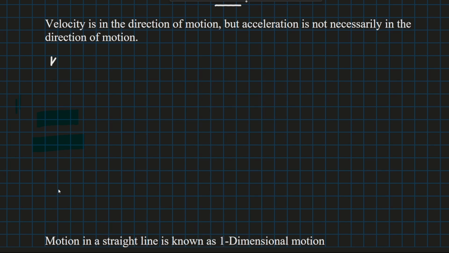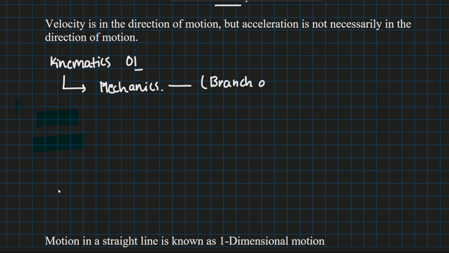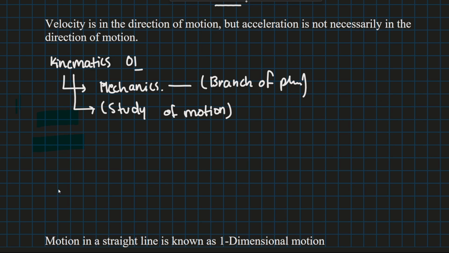Today we are going to start with kinematics. Kinematics is a sub-branch of mechanics, which is a branch of physics. Kinematics is basically the study of motion, regardless of the cause. We don't study the cause over here. We only study the motion parameters.